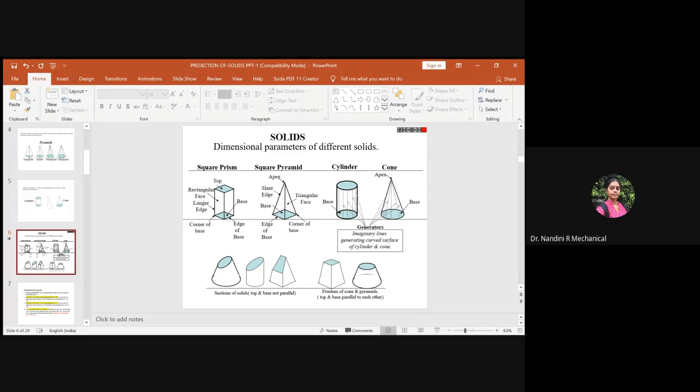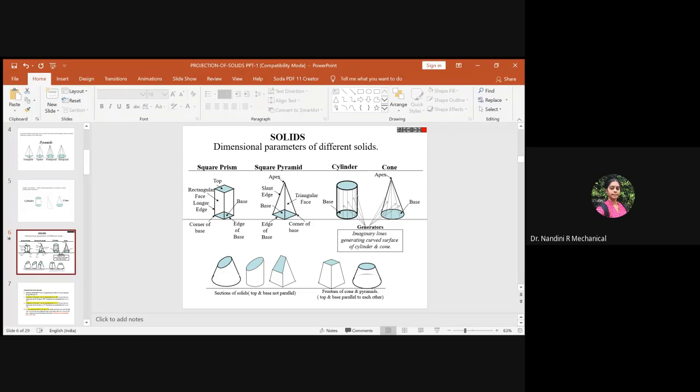And next, this is the second part of the solids. By looking at the image, what do you understand? So this is a cone, right? This is a cylinder and this is a square pyramid. But it is showing a half position of it.